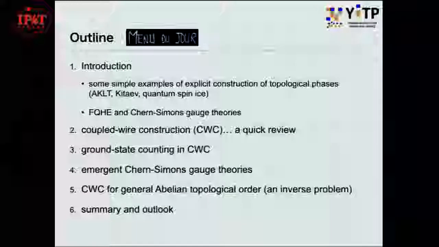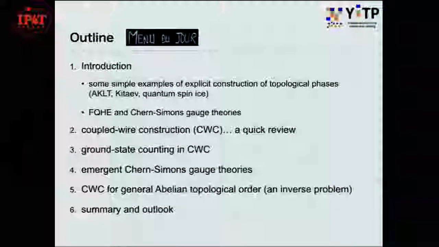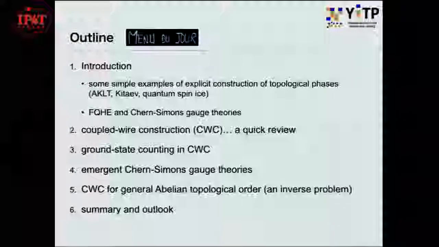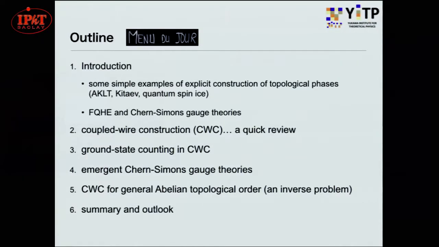So, okay, here is the outline of my talk today. In the first part, I'm going to give some simple introduction. In the first part of the introduction, I'm going to give you a few simple examples of constructing a highly non-trivial topological state starting from simple degrees of freedom. That will help you to understand the spirit of coupled wire construction. And in the second part, I'm going to give you a brief recapitulation of the relation between the fractional quantum Hall effect and the Chern-Simons gauge theory description.